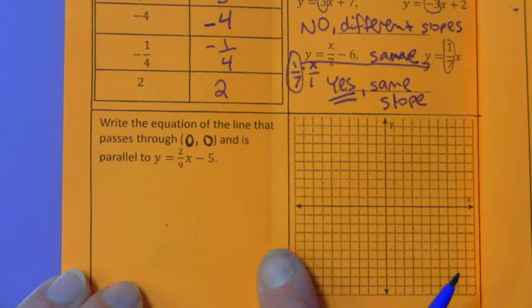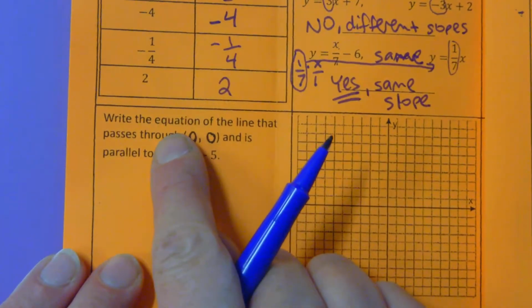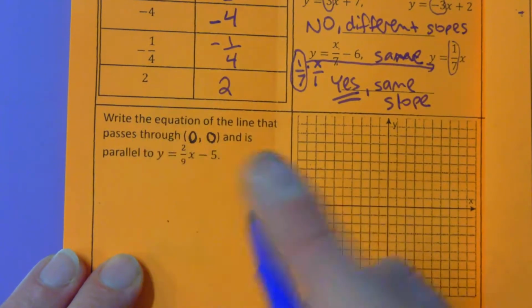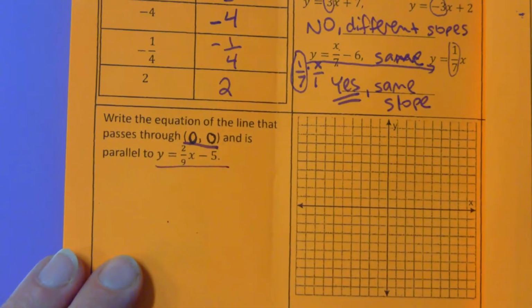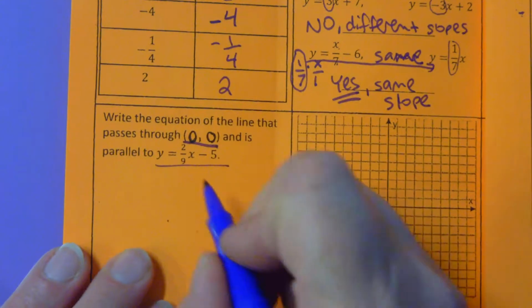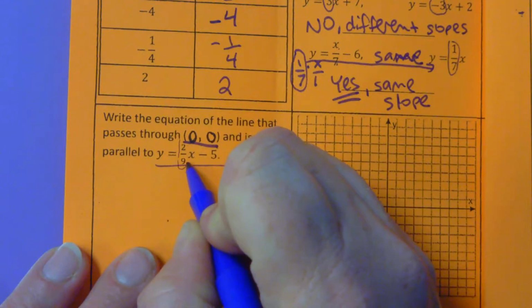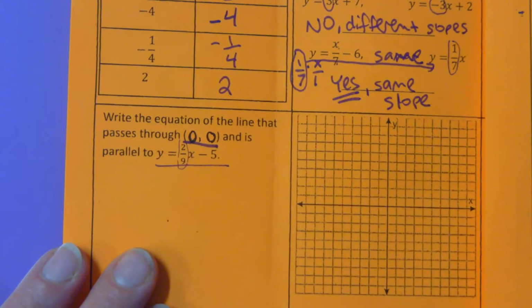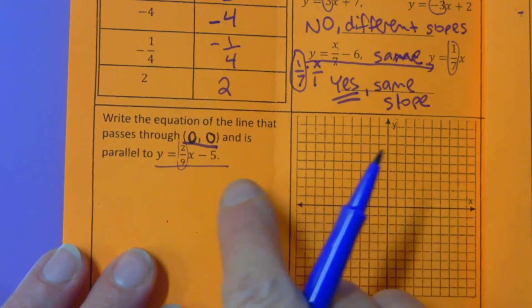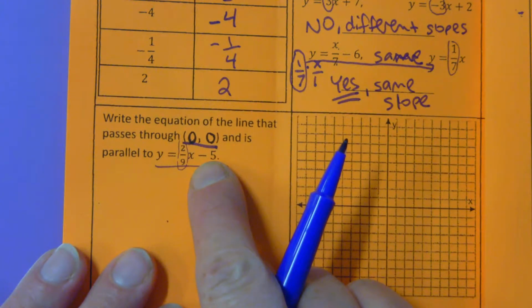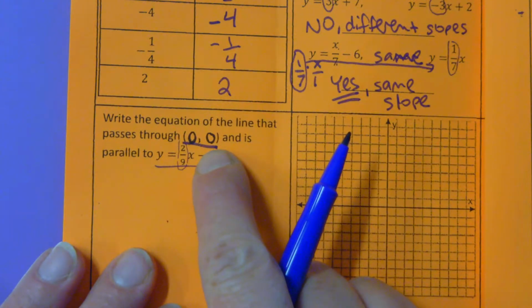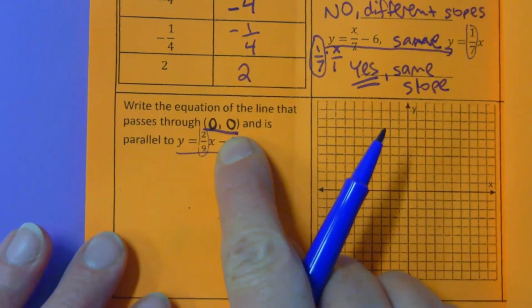So now, our next one down here, we need to write the equation of the line that goes through this point but is also parallel to that line. So if it's parallel, I know it has the same slope, so that 2/9. And instead of going through your y-intercept of -5, it's going to go through the point 0, 0. So there's two steps to do this.